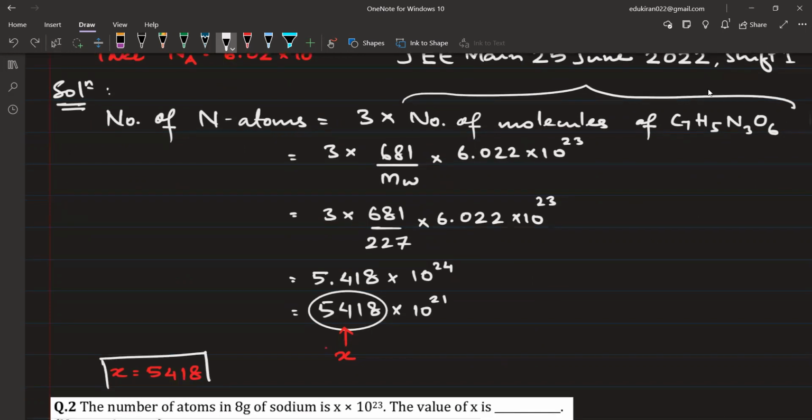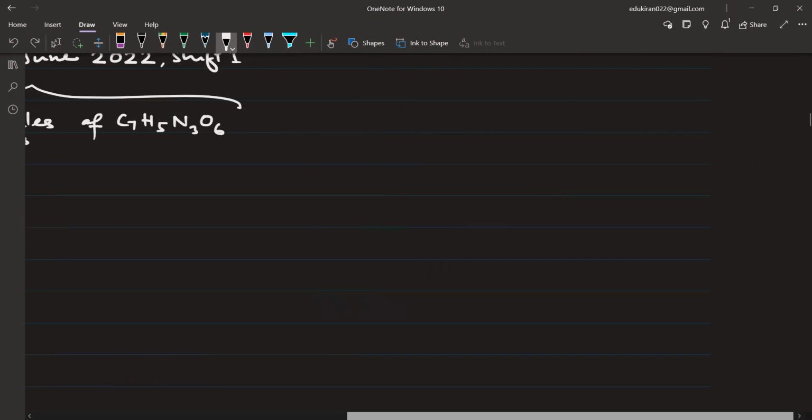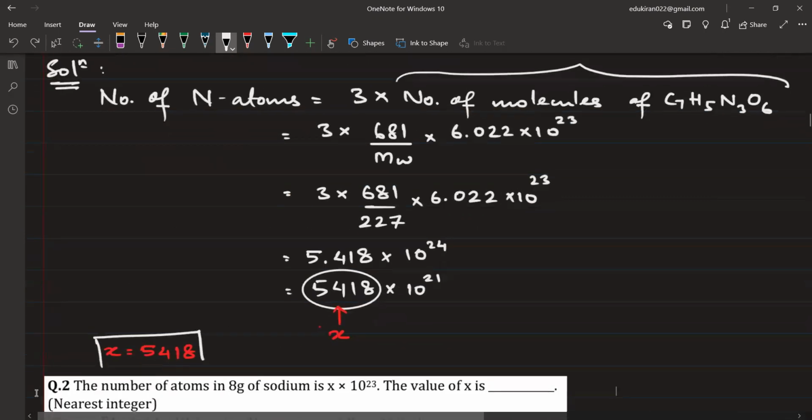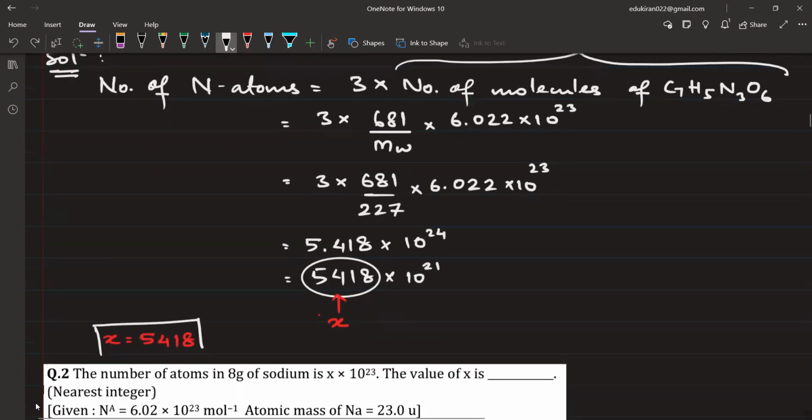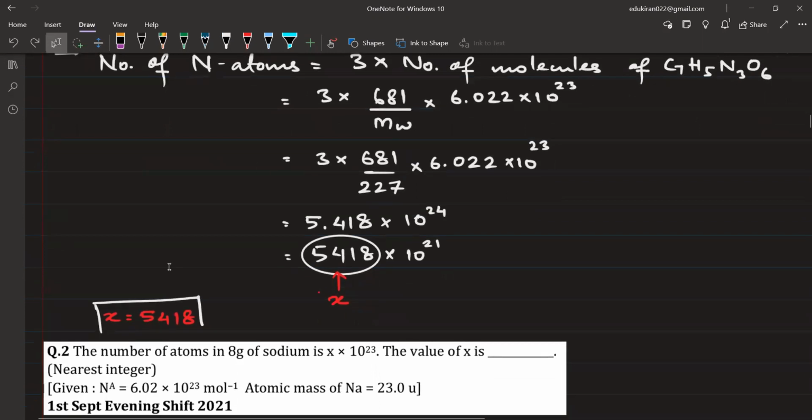We are going to do the next question. Write this question down. Also write this question down along with it. Oops, sorry. I hope you can see the question, no? Yes, okay, everything is visible. Write the question also.